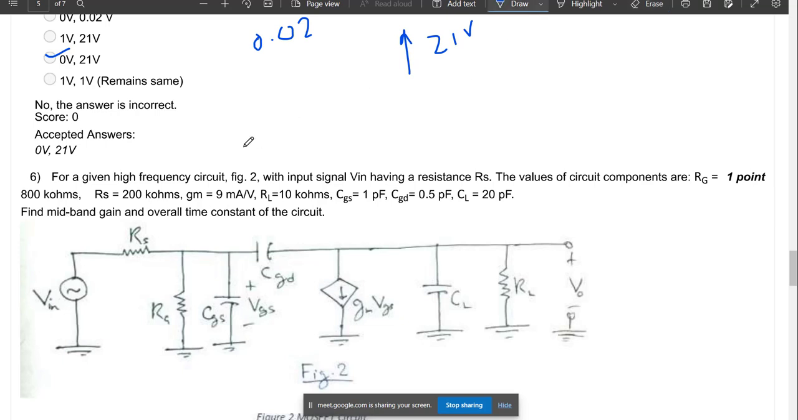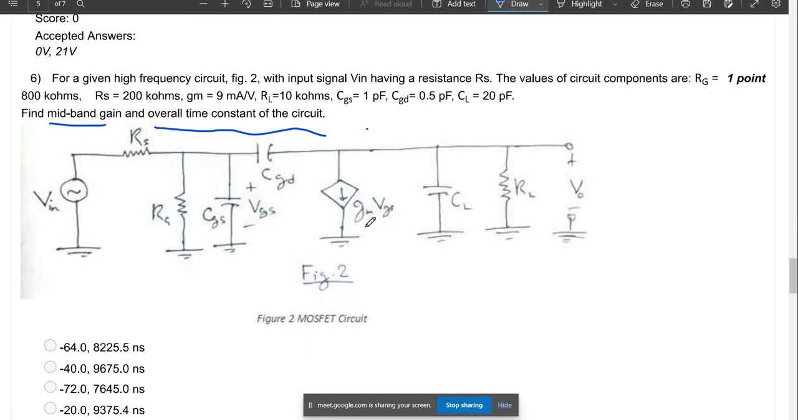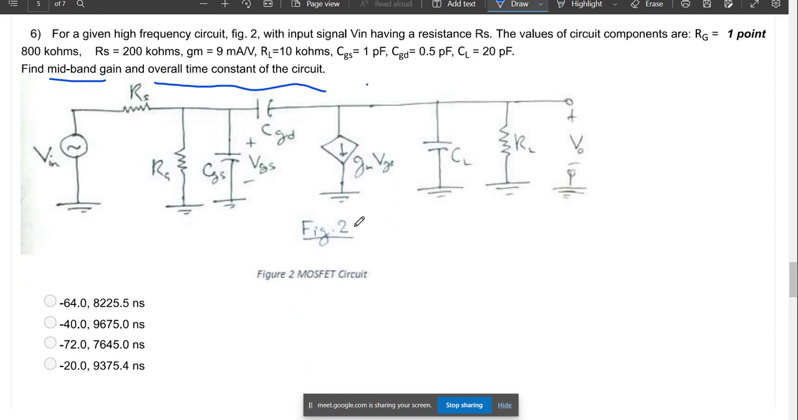Sir has given the exact formula in the lectures. So you have to find the mid band gain and the overall time constant of the circuit. This is a pretty big question, so take 10 minutes. Solve it calmly, since there will be many KCL and KVL equations you have to do. Take 10 minutes and I want an answer from everyone.